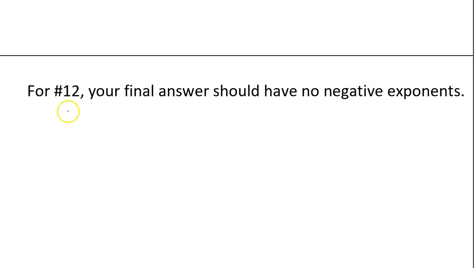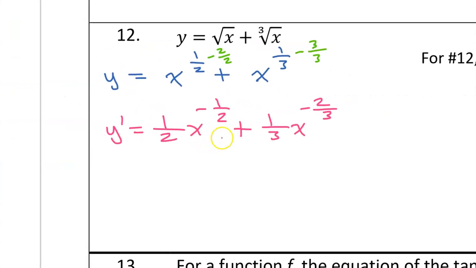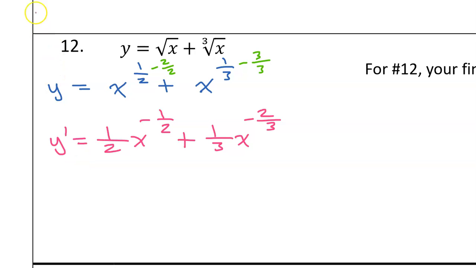I see this extra comment for number 12. Your final answer should have no negative exponents. So basically there's a tiny amount of simplifying that we do need to do. So anywhere I see a negative exponent, I'm going to drop that particular expression down to the denominator. So here I go. I have y prime equals.